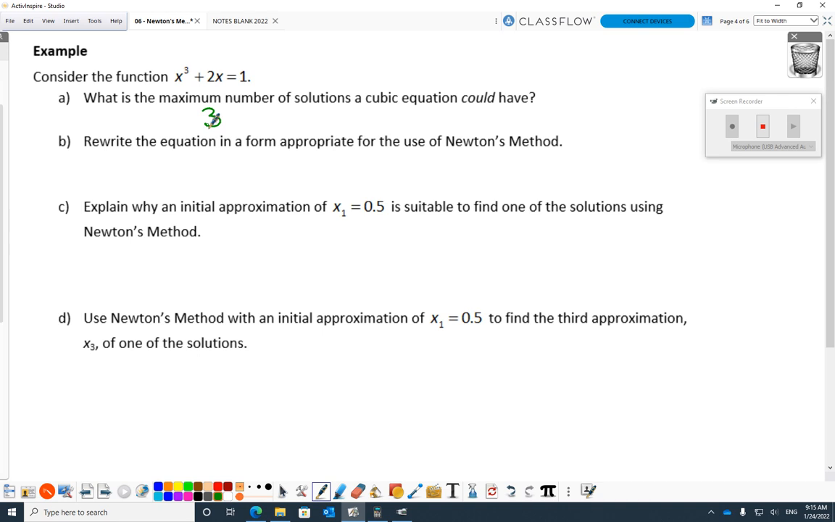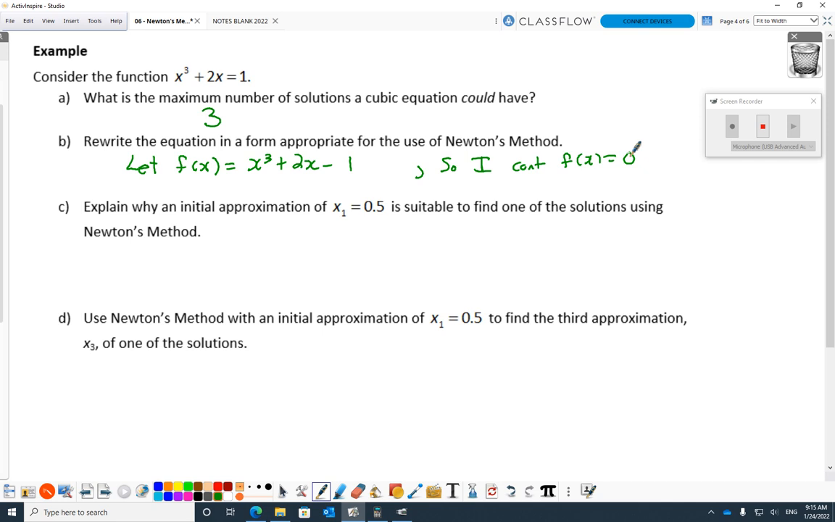Rewrite the equation in the form appropriate for the use of Newton's method. That is, we need a function that we're finding the zeros of. So I'm going to let f at x equal x cubed plus 2x minus 1. I've brought that minus 1 over so I can let f at x equal 0. I've made that all on one side, so it's x cubed plus 2x minus 1. I've just moved that one over, and I want to know when that function equals 0.